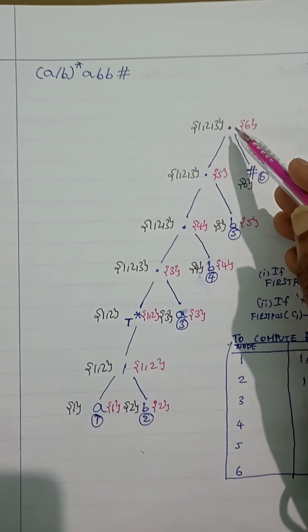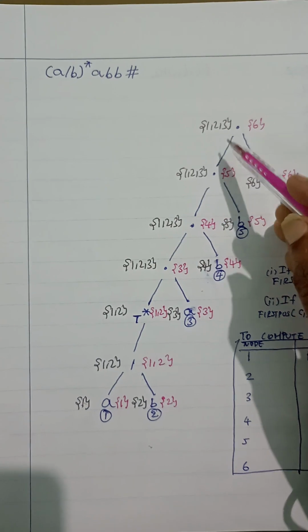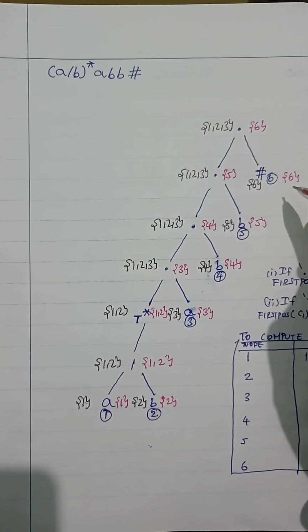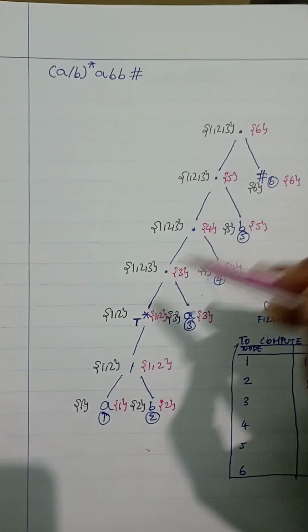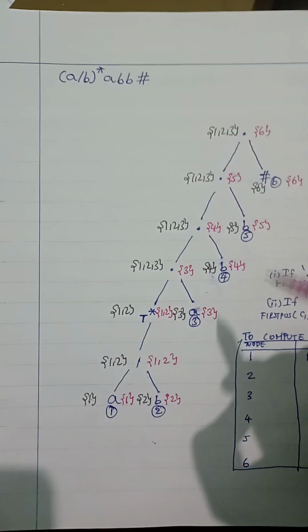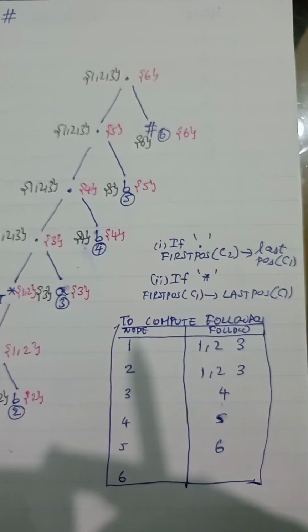So in this dot node, here also nullable of C1 is false, so 1, 2, 3, first position of C1. Here nullable of C2 is false, so last position of C2, 6. So now I have calculated the first and last position for all the interior nodes and the leaf nodes. After this, we have to calculate the follow position.